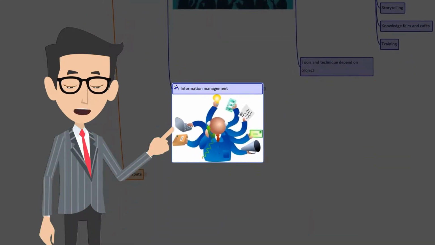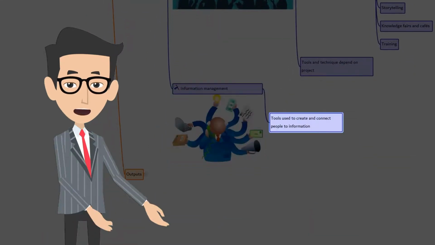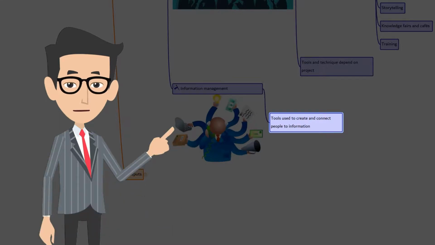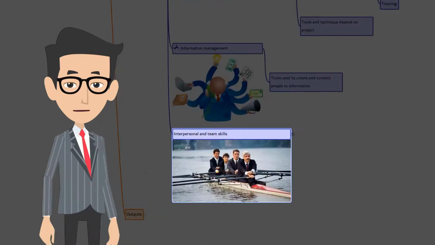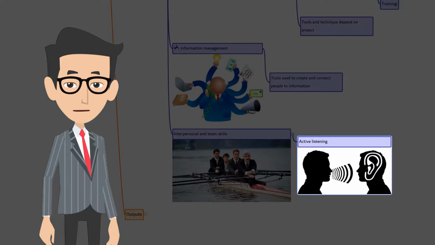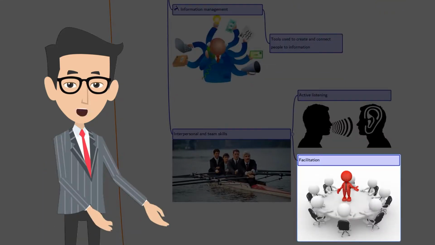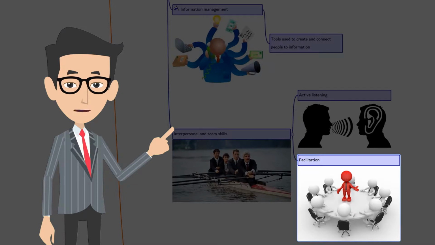The next one is information management. Here we are talking about the information management tools and techniques that are used to create and connect people to information. They are effective for sharing simple, unambiguous, codified, explicit knowledge. Interpersonal and team skills. We already had a detailed discussion, so now let's have a quick recap. Active listening. Active listening helps to reduce misunderstanding and improves communication and knowledge sharing. Facilitation. Facilitation helps effectively guide a group to a successful decision, solution, or conclusion.